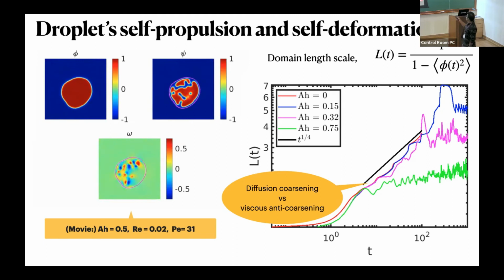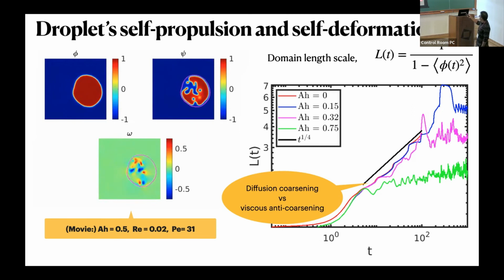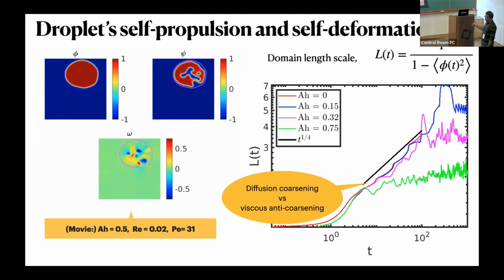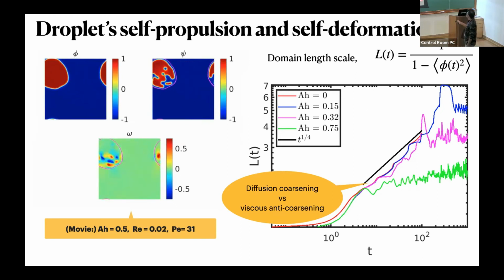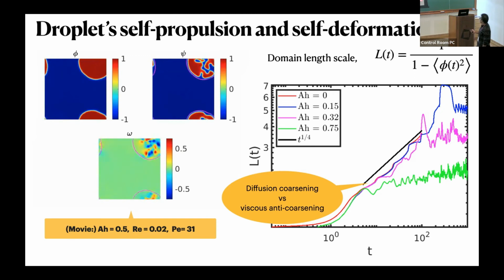So we define some length scale like this, and for the normal zero-activity case, the exponent is 1/4, unlike 1/3 in a normal periodic box. This is the well-known Lifshitz-Slyozov exponent of 1/3, but here inside the droplet it is not getting enough space for the phase separation, so it is slower than that, 1/4. And if you increase the activity, you can see it gets arrested at a particular length scale and time scale.